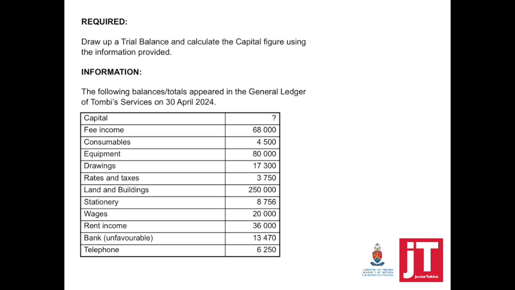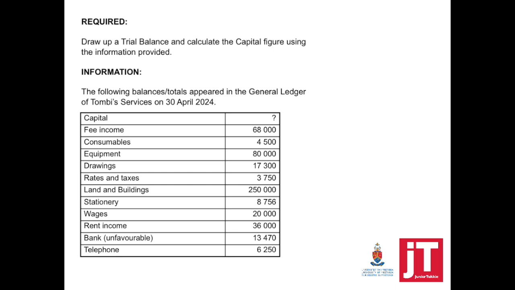We're going to look now at activity 2. Draw up the trial balance and calculate the capital figure using the information provided. So they've given you a list of balances and totals, and capital has a question mark, which means that the question mark, we need to solve it right at the end.